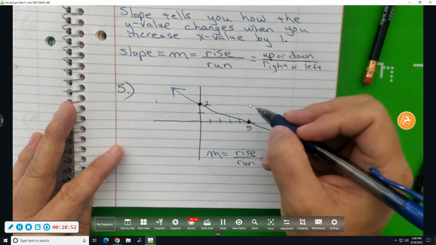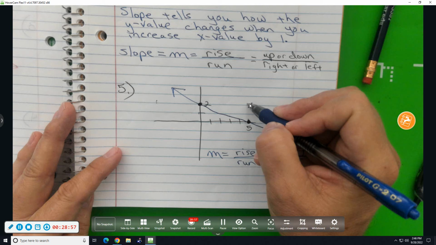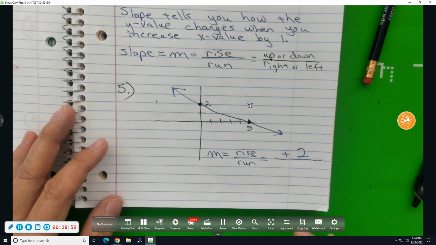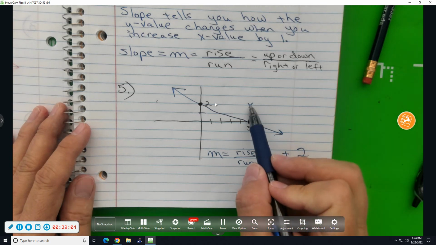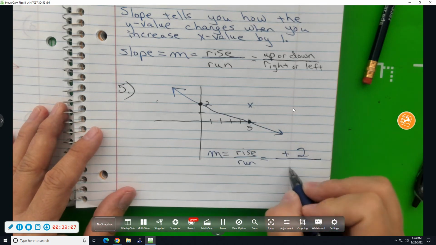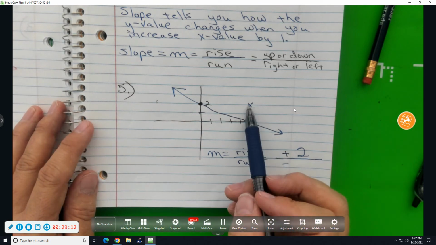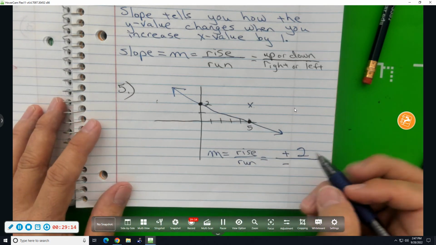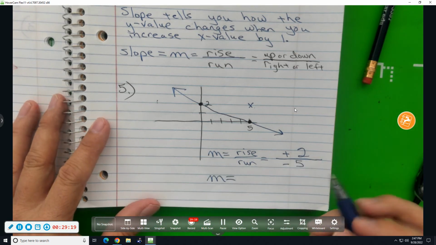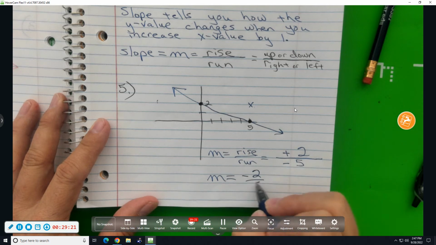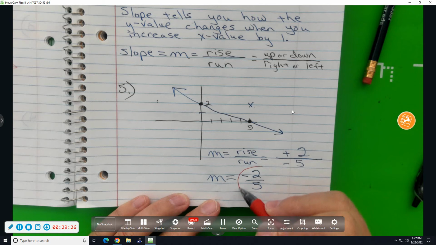So I say we have a rise of positive 2. I'm positioned right there at that little X. Now are we moving left or right? To get to the actual point, we're moving in the negative direction, so to the left. And how many units? 5. So our slope, positive 2 divided by negative 5, is negative 2/5. Any questions there? So always start on the bottom?